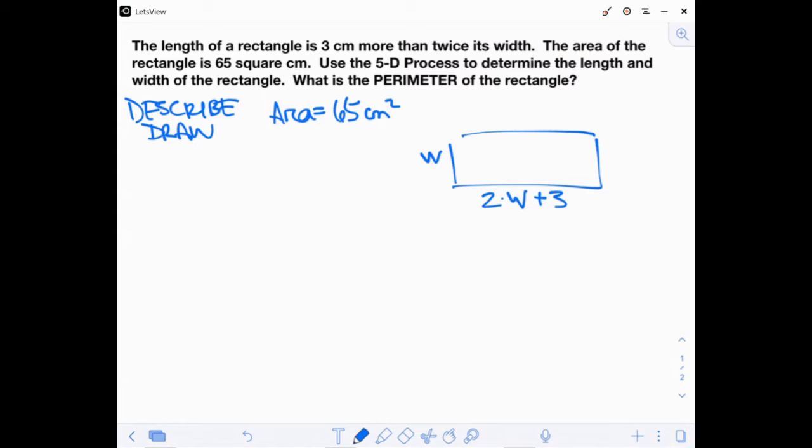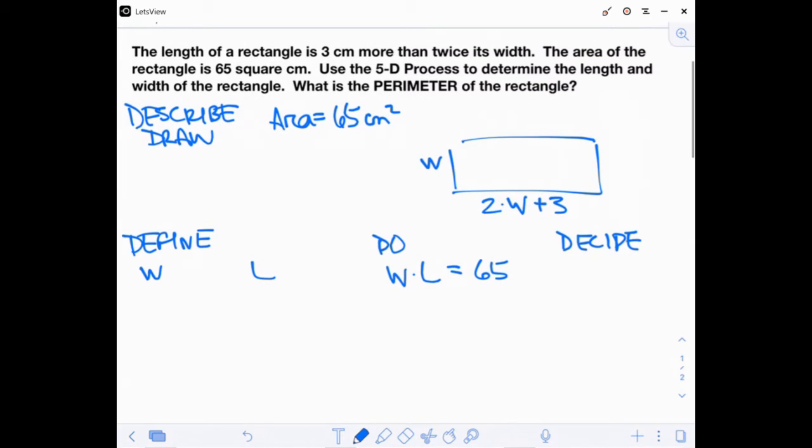Now we can get started with the table. I'm going to define what variables I'm trying to solve for, and then what I am going to do to check my variables. And then finally, that last column is decide. The variables I need to define are the width and the length. What am I going to do with them? I'm going to multiply them together because I know the area, the width times the length, has got to equal 65 centimeters squared. All right, I think I got my table set up.